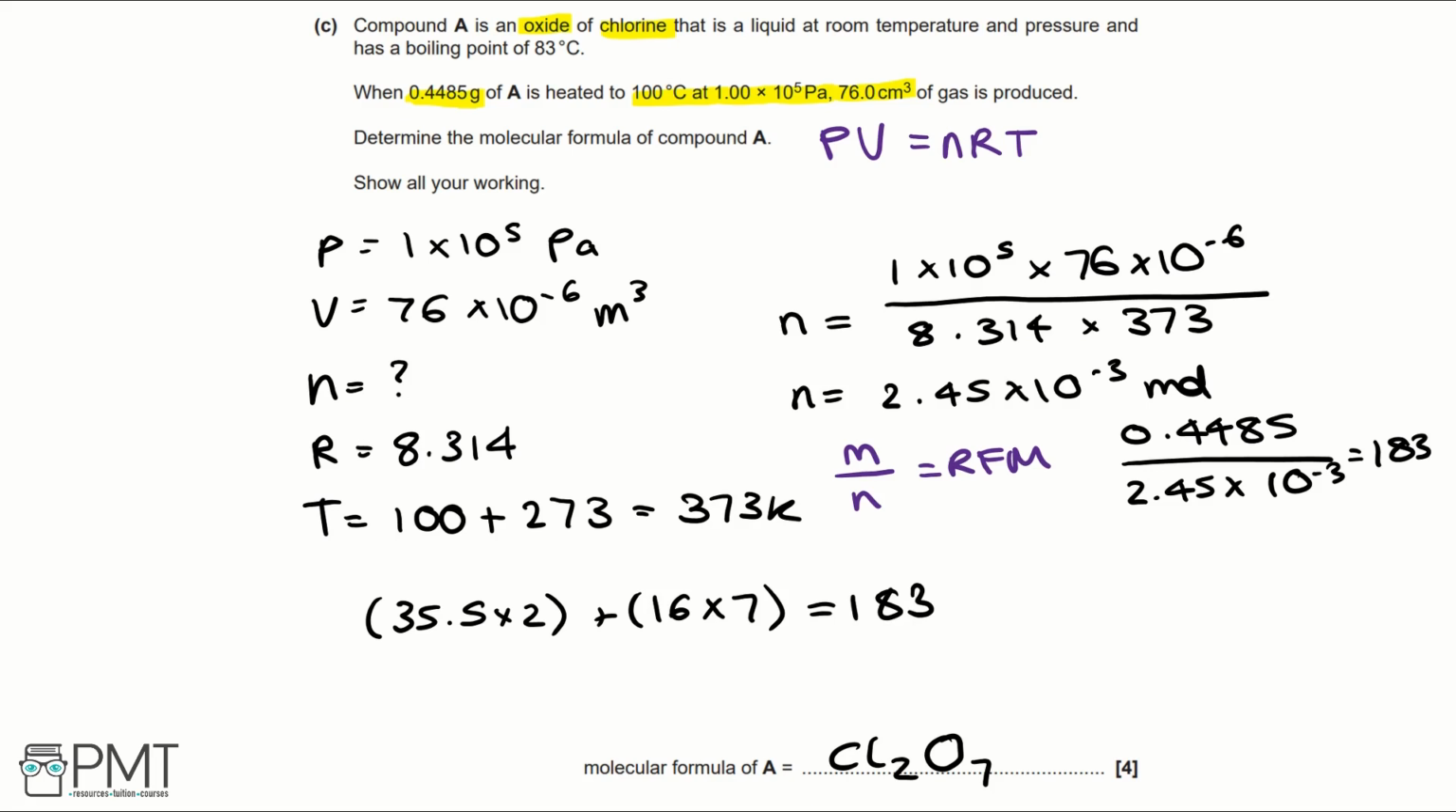To get the 4 marks for this question, you get your first mark for using the lists method and converting all units into the correct units for this equation. So centimeters cubed into meters cubed, degrees Celsius into Kelvin. You get your second mark for correctly working out the number of moles, or 2.45 times 10 to the negative 3. You get your third mark for working out the relative formula mass, or 183. And your fourth mark for correctly determining the molecular formula of A, or Cl2O7.